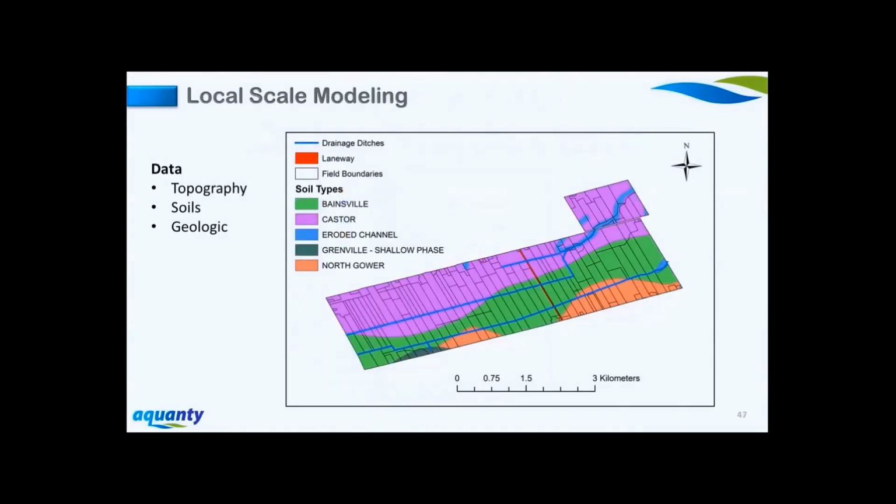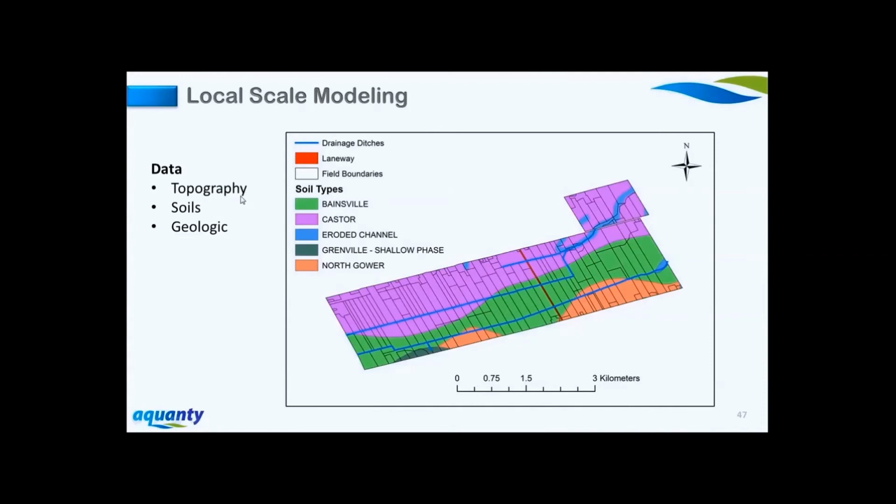So now we're going to move to a local scale modeling example. This is a very detailed agricultural model that we built. It encompasses about 8 square kilometers. And at this level of detail, we take into account a highly variable soils distribution, both superficially as well as vertically.